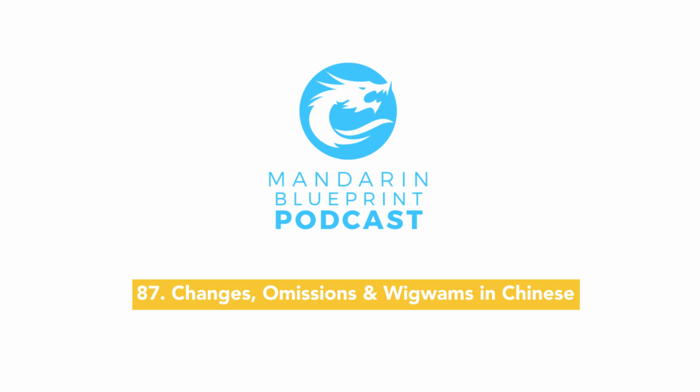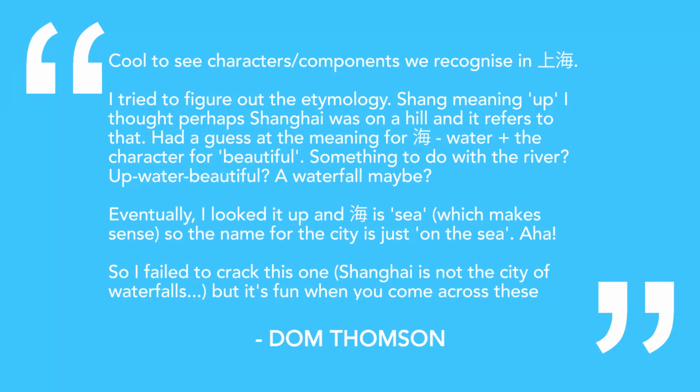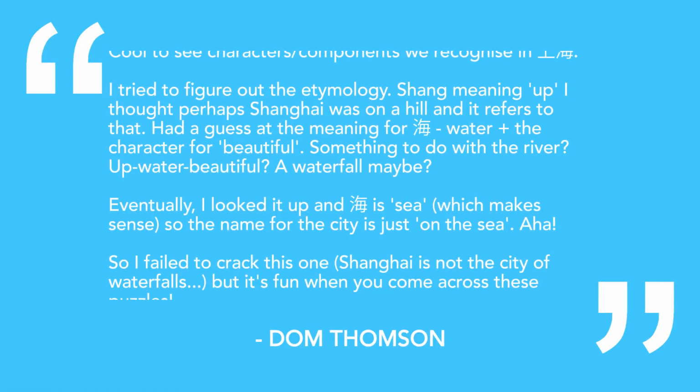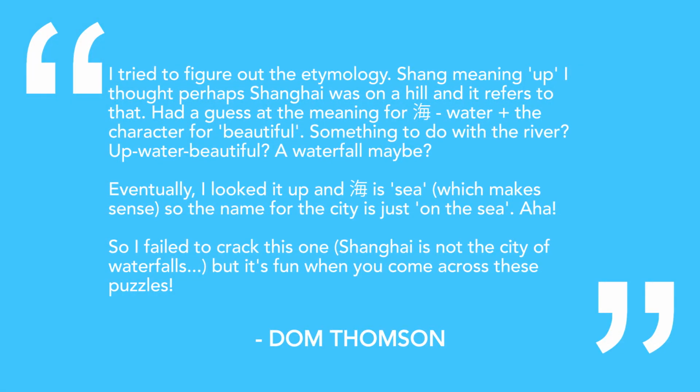Dom Thompson on New Vocabulary Unlocked, 回来. He says, cool to see characters/components we recognize in Shanghai. So I guess Dom lives in Shanghai. I tried to figure out the etymology. Shang meaning up. I thought perhaps Shanghai was on a hill and it refers to that. Had a guess at the meaning for hai, water, plus the character for beautiful. Something to do with the river, up water beautiful, a waterfall maybe. Eventually I looked it up and hai is sea, S-E-A, which makes sense. So the name of the city is just on the sea. Aha! So I failed to crack this one. Shanghai is not the city of waterfalls, but it's fun when you come across these puzzles.